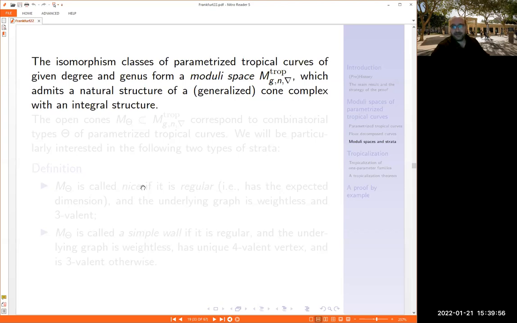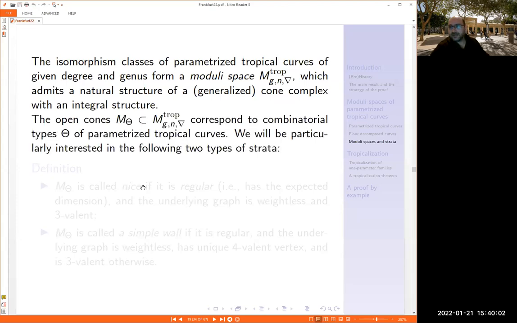Okay, and these polyhedra, these open cones, they are parameterized by the combinatorial types. The coordinates in each polyhedron are precisely the continuous parameters that we have in the definition of a parameterized tropical curve, and the polyhedron itself is labeled with the combinatorial type, which is fixed within the given polyhedron.